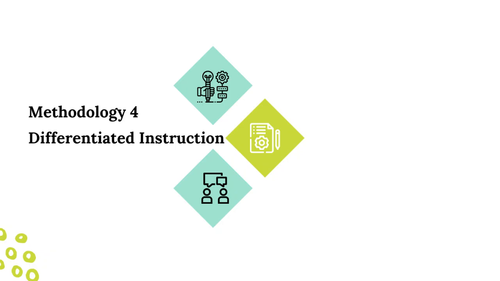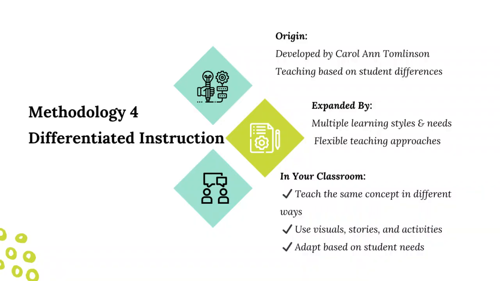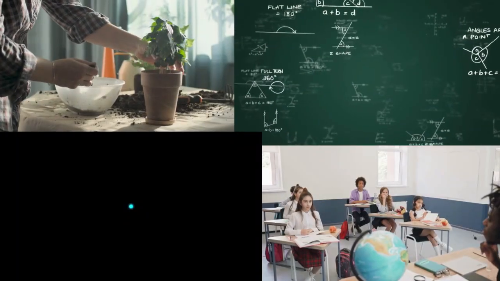Coming to the fourth one, differentiated instruction. Now, this is a very important method that you have to practice, or I'm sure you're practicing. It simply means same concept, different ways, because not all students learn the same way. This idea was developed by Carol Tomlinson. In your classroom, what you can do: use visuals, stories, and activities, give choices and tasks, adjust based on student level. One student may understand through a diagram, another through a story, and that's okay.